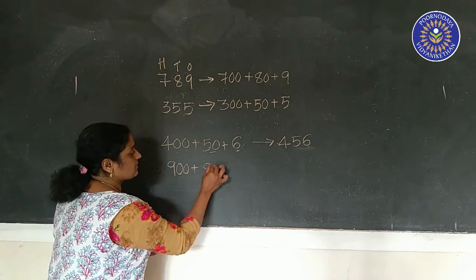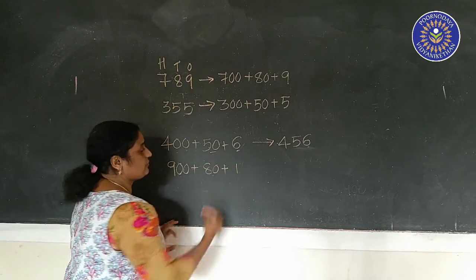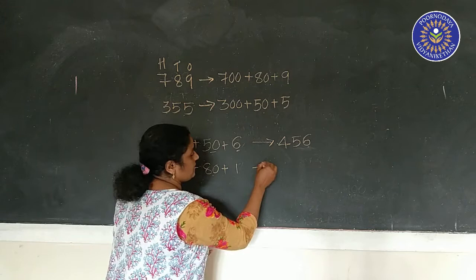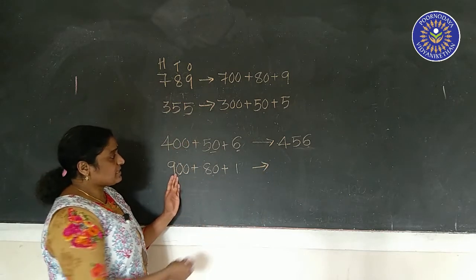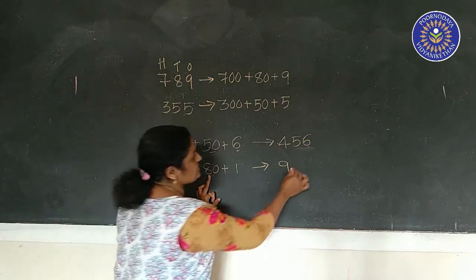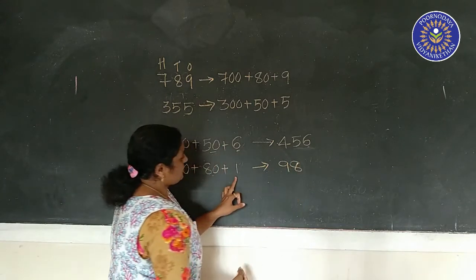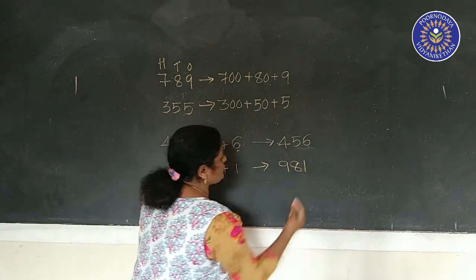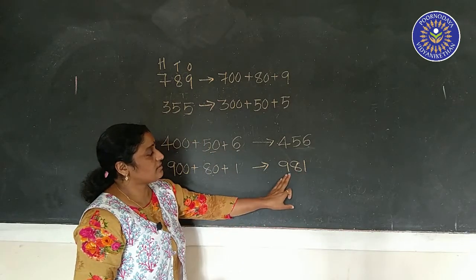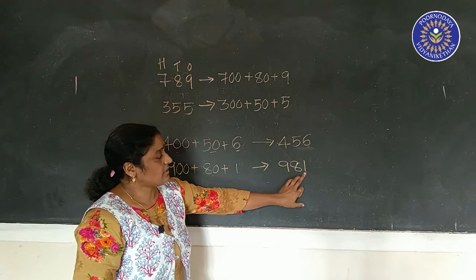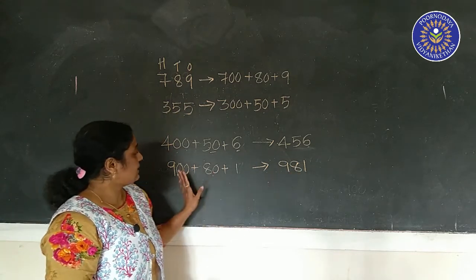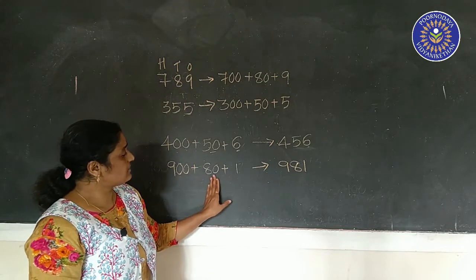900 plus 80 plus 1. Which number is this? Yes. In the 100's place there is 9. In the 10's place there is 8. And in the 1's place 1. So the number is 981. How will we read the number? 981. This is the short form and the expanded form: 900 plus 80 plus 1.